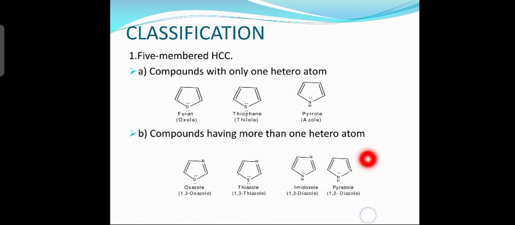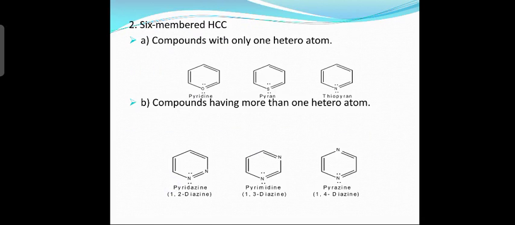Then pyrazole is another example. Here also the heteroatoms are nitrogen atoms, and they are the same. Pyrazole. If you specify the positions, 1,2: in the first and second places you have nitrogen atoms, two same heteroatoms, therefore di. 1,2-diazole, all right.